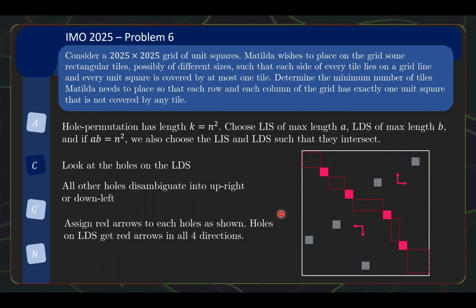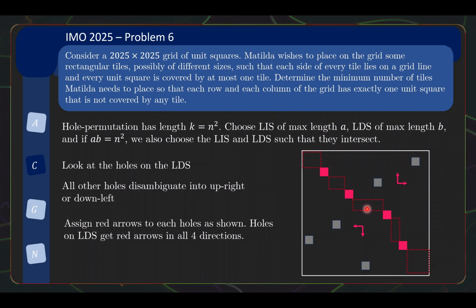Same thing, we are going to look at the holes on the LDS. I'll call them the red holes. Now, this is just a notation. In the scenario where the LIS and LDS intersect, there will be a hole that is both green and red. So when I say red hole, I don't mean they cannot be green. So we are going to look at the red holes.